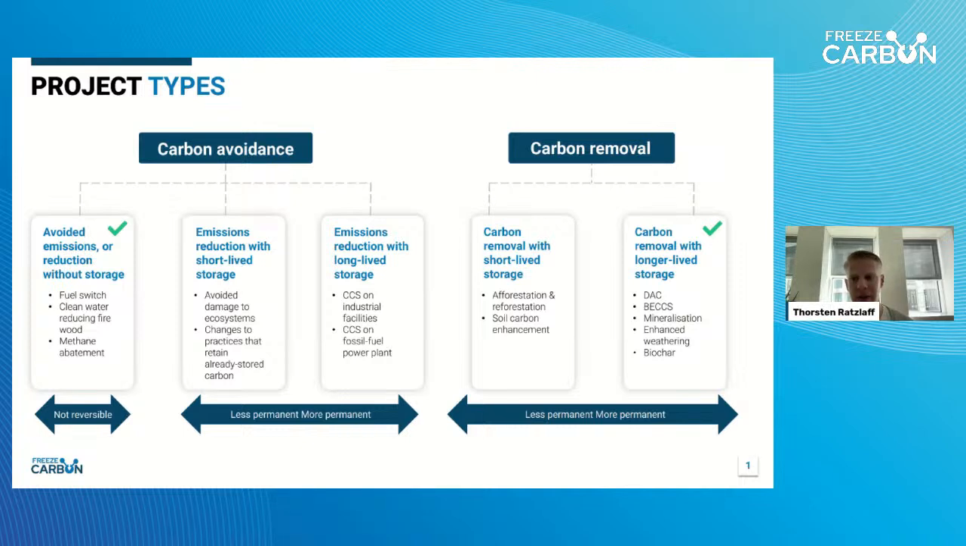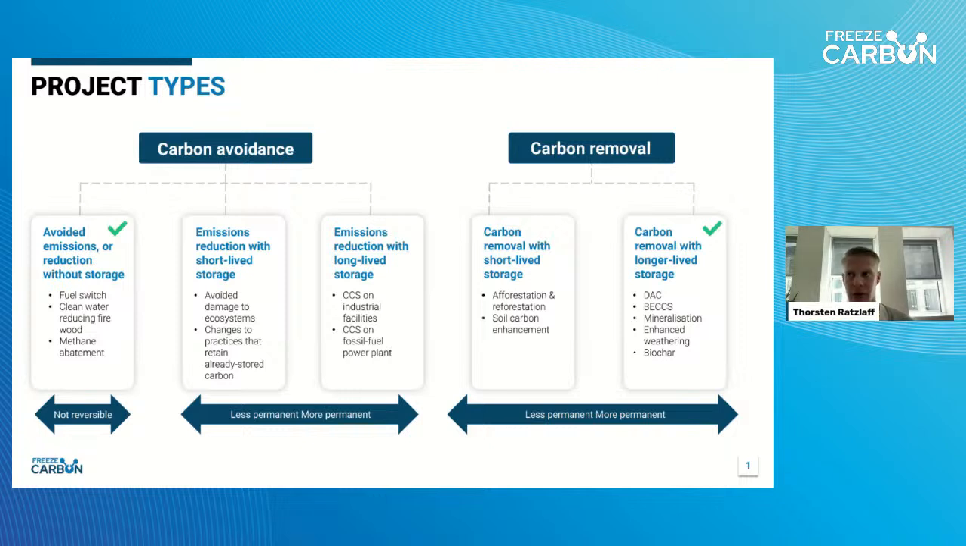As mentioned, on the left side, we see carbon avoidance projects, avoiding additional emissions. And there's 3 buckets there I want to introduce today. One, I'll go left to right. One is avoided emissions or reduction without any storage. So avoided emission means that we are not adding more CO2 to the atmosphere. An example could be we're switching our fuel. So let's say from fossil fuels like oil or gas to renewable fuels.